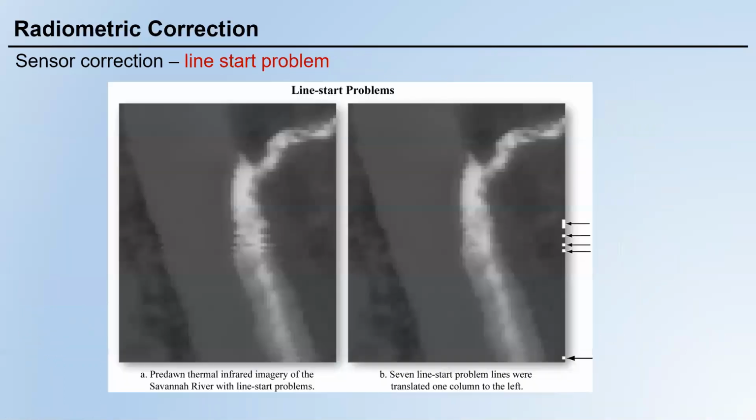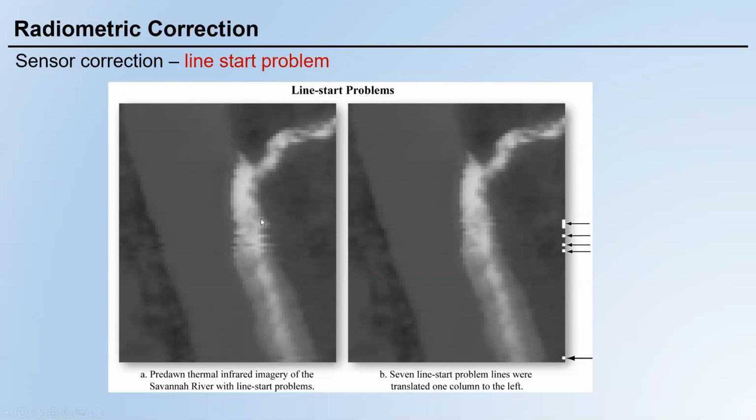Okay. So the third type of sensor error here is called line start problem. On the left side, we can say here is a river and there is a stream converging into this river, and for some reason this stream's general brightness value is higher than this huge river because it's brighter, right? But that is not the problem here.